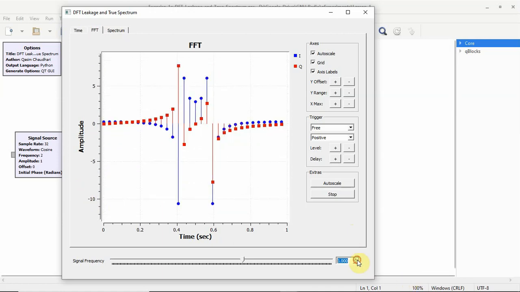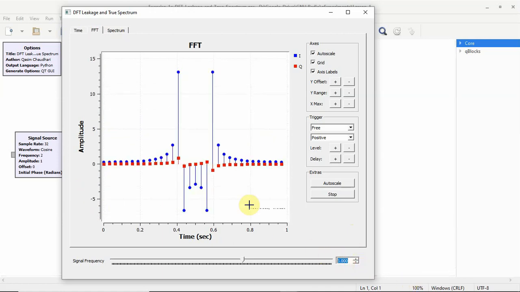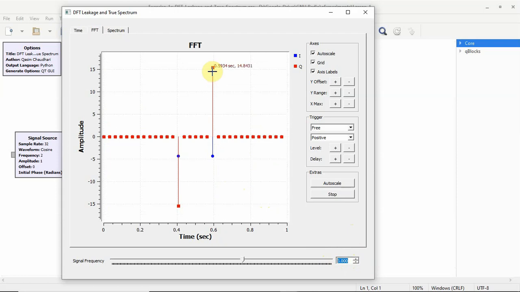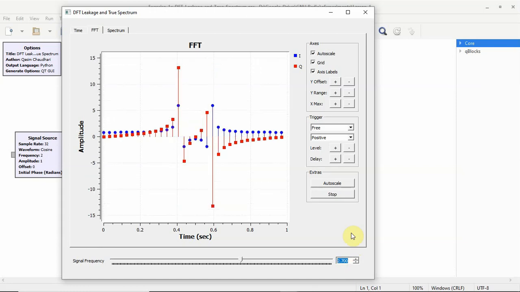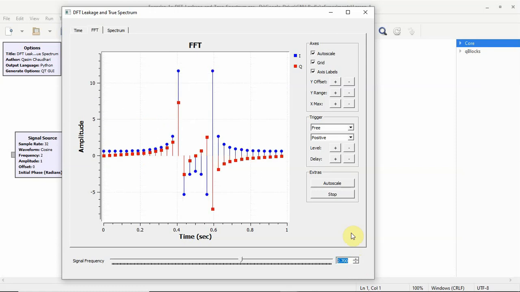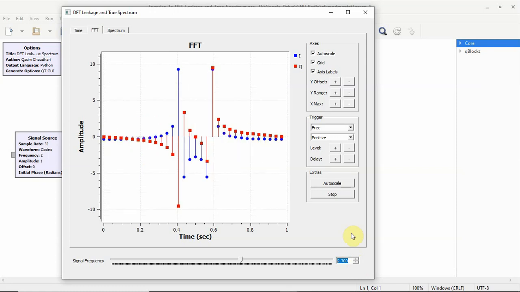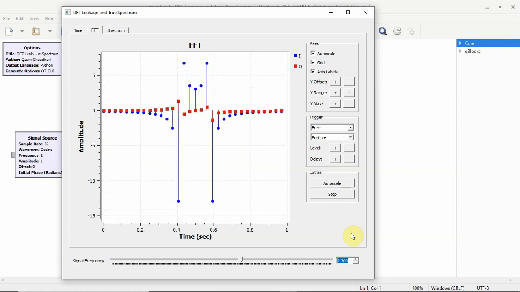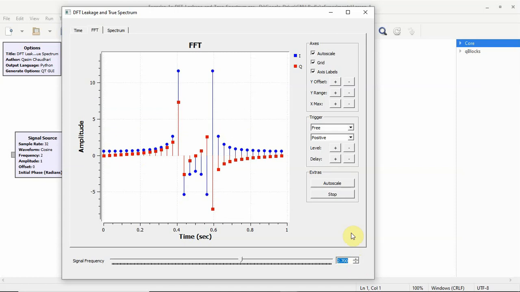You see, for the integer frequency, we had just the spectral impulses, and all the energy in the other 30 bins was 0. For a decimal frequency, this is not true, and the energy is being represented in all the other frequency bins as well. This is called DFT leakage, discrete Fourier transform leakage.